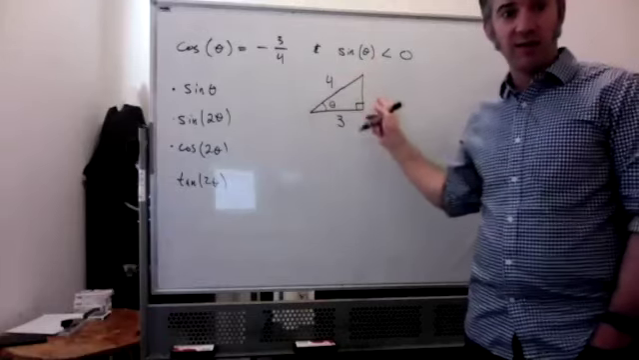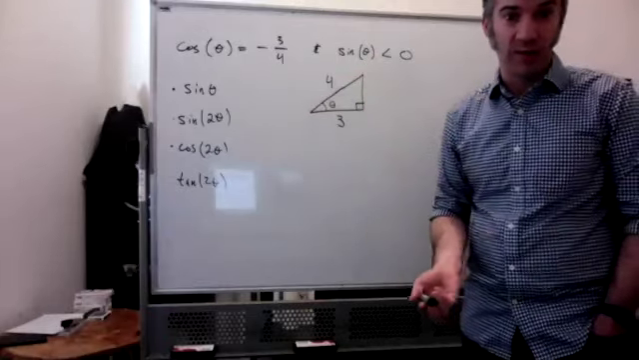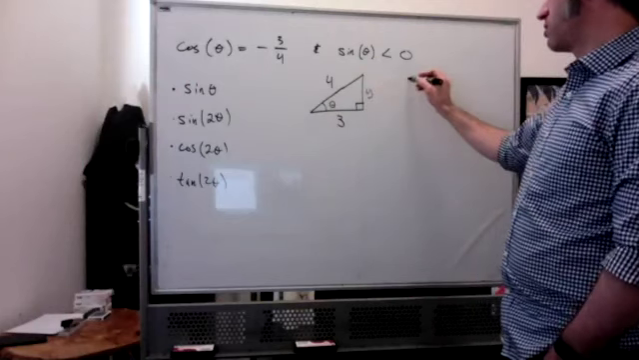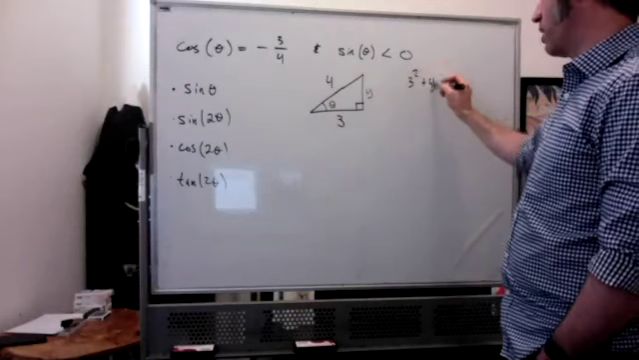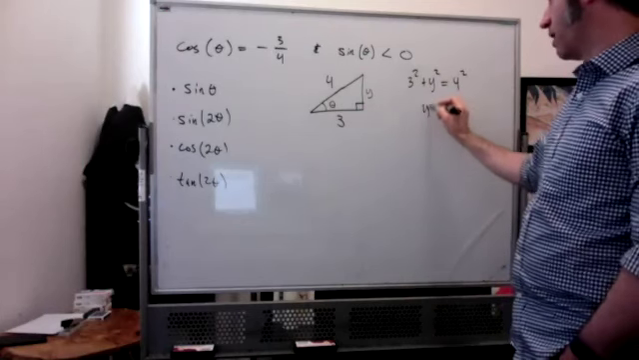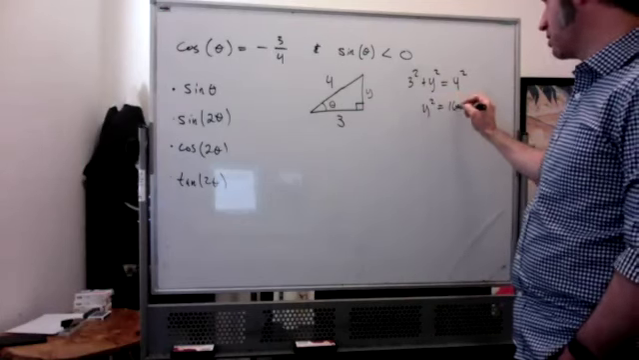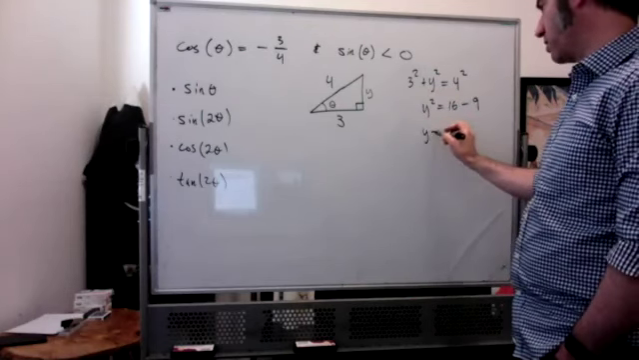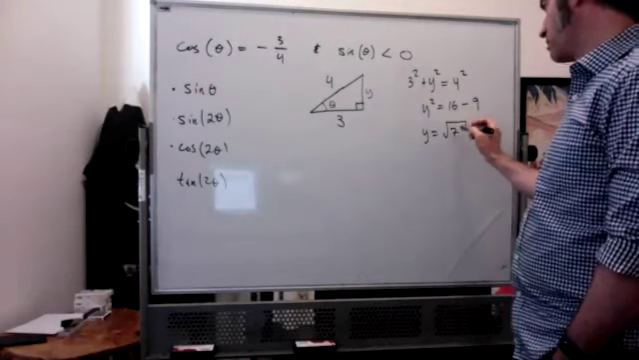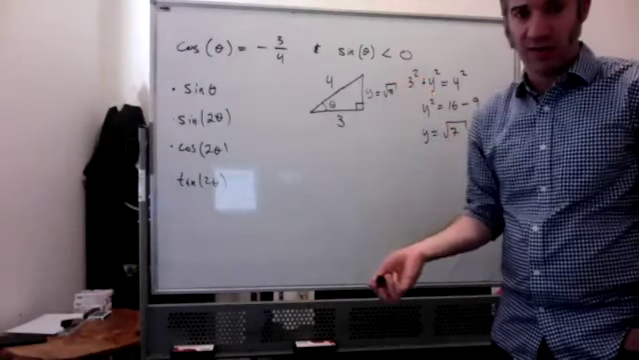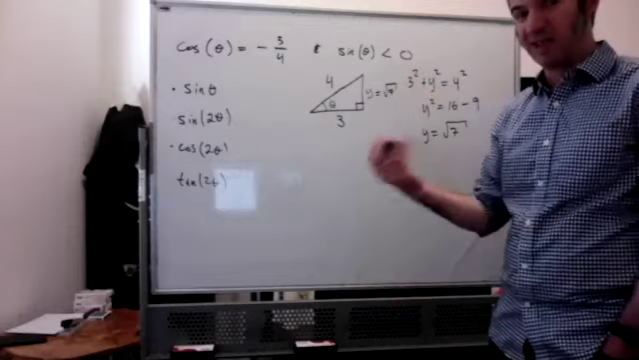So to find the other side of this triangle, we have to use the Pythagorean theorem. I'm going to call this y. 3 squared plus y squared equals 4 squared. So y squared is going to equal 16 minus 9, and then y is going to be the square root of 7. Again, I'm not caring if it's positive or negative. I'm just drawing a triangle where everything is positive.